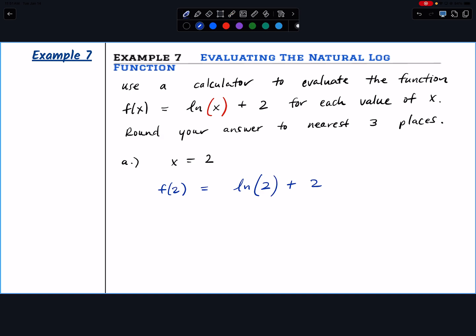Okay? So parentheses matters. So if you do that, talk to me. Did we get 2.693? All right, cool. And that's all you have to do.